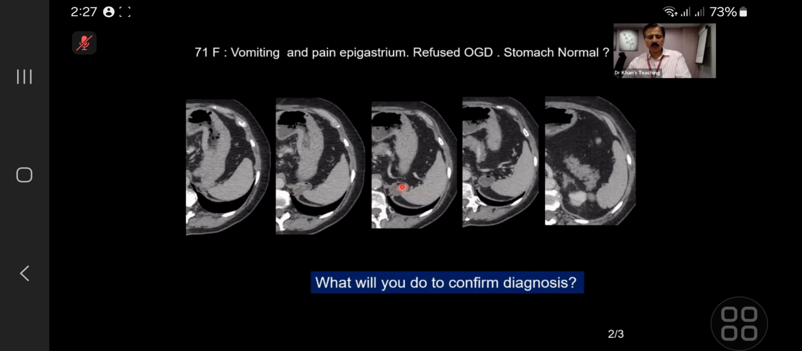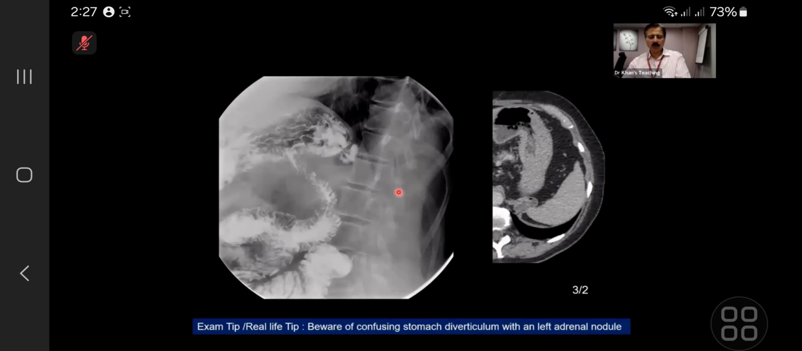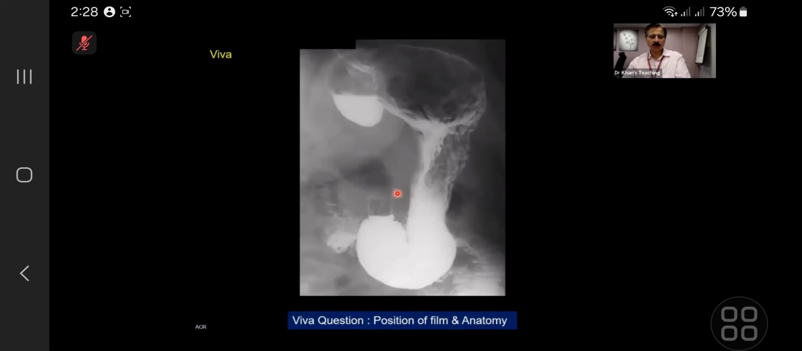Many a time you can be confused because it will be abutting the adrenal. It all depends if there is fluid inside. Sometimes there will be no fluid inside. Even contrast might not be there. So beware of this. This is a known pitfall of a diverticulum. Barium can tell you when the contrast goes in, and you have to do a technique where you make it dependent. So left adrenal nodule, beware of confusing it with a diverticulum of the stomach.